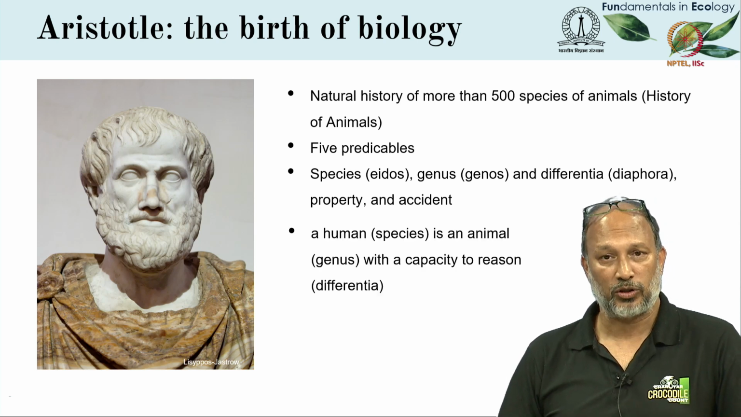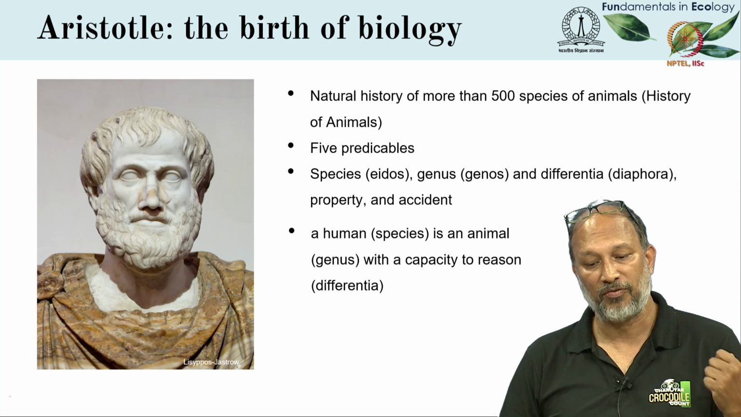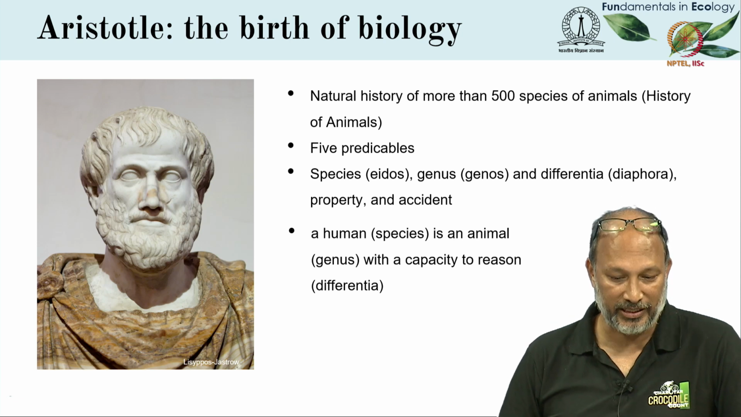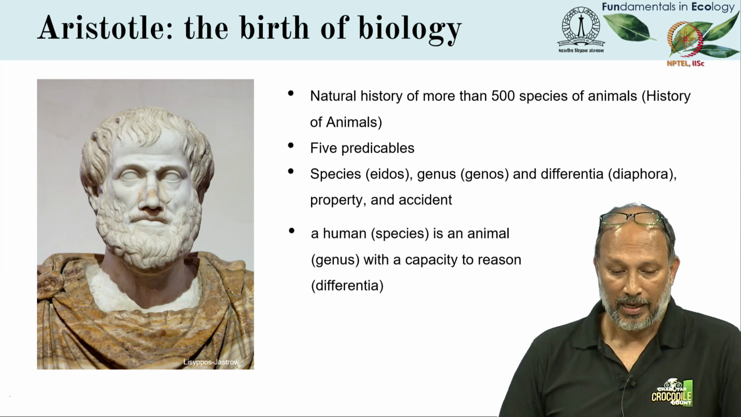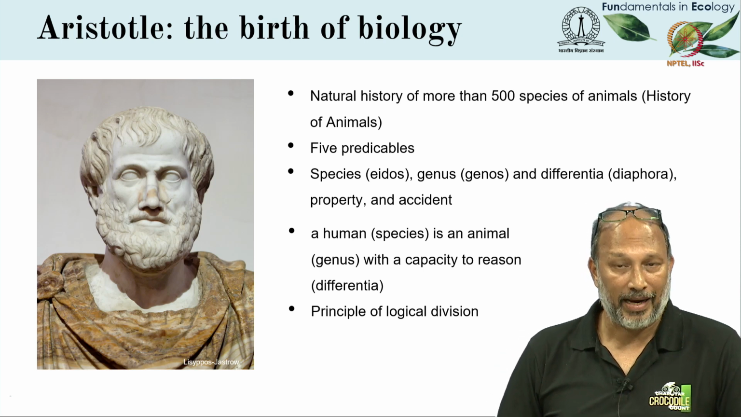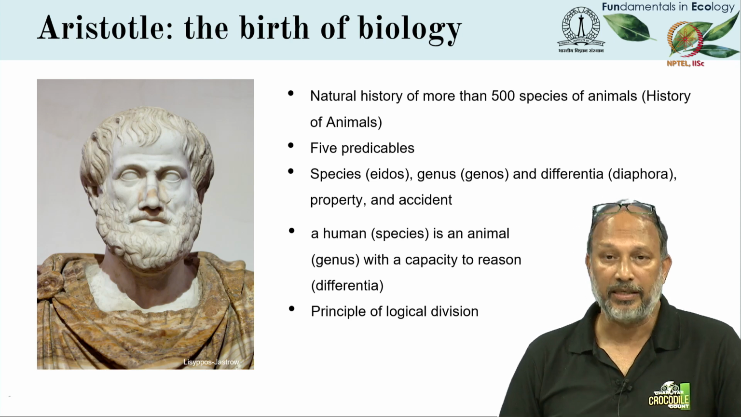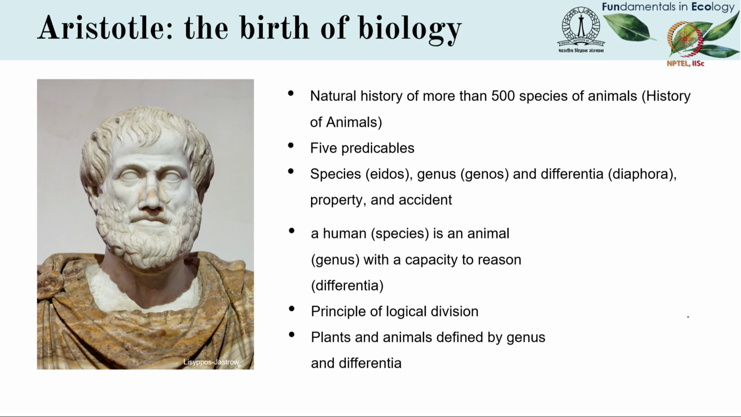What he essentially did was to classify a particular thing, could be non-living or living, as a specific category of a larger category. And so, for example, a human, a species, was an animal, in this case the general category or genus, both words have the same origin, with the capacity to reason, which is what differentiated them from other animals. And so he called this the principle of logical division, and this could be applied to any object, living or non-living, and in every step of the classification you went from a general to a specific, and when you went to a specific category, that had to be differentiated from other categories. And he classified many plants and animals based on this idea of species, genus, and differentia.